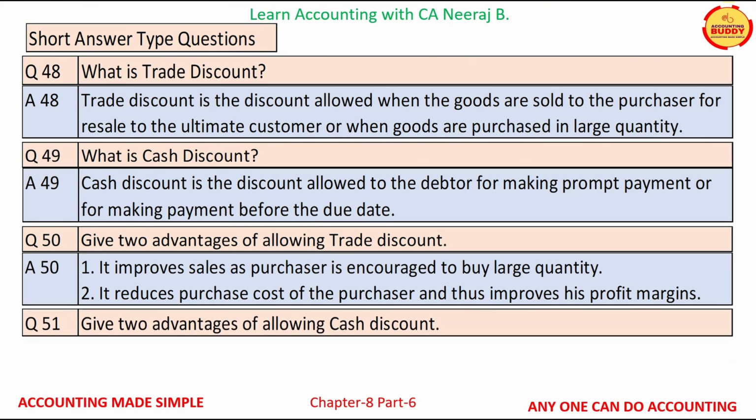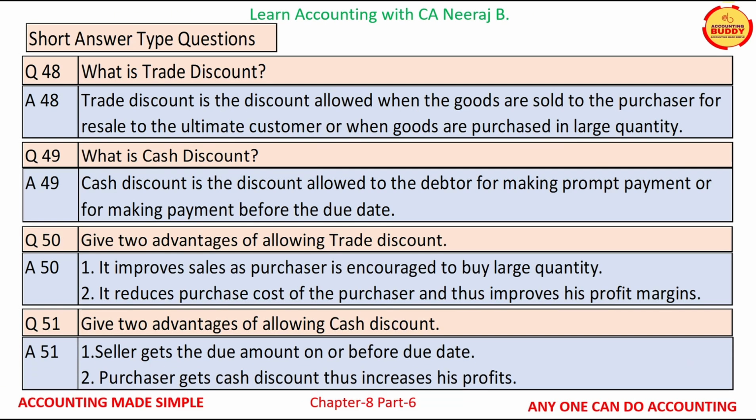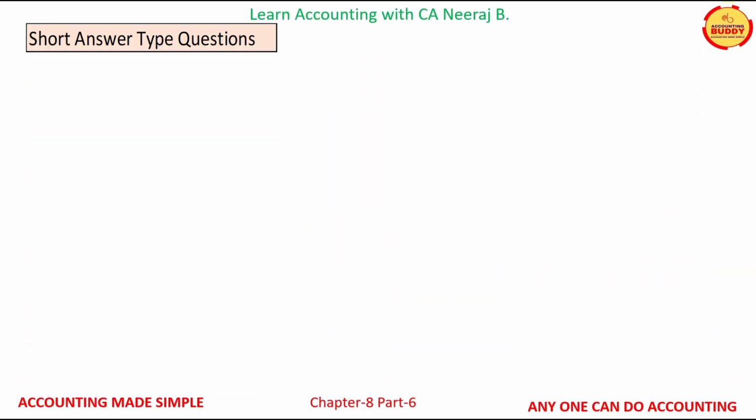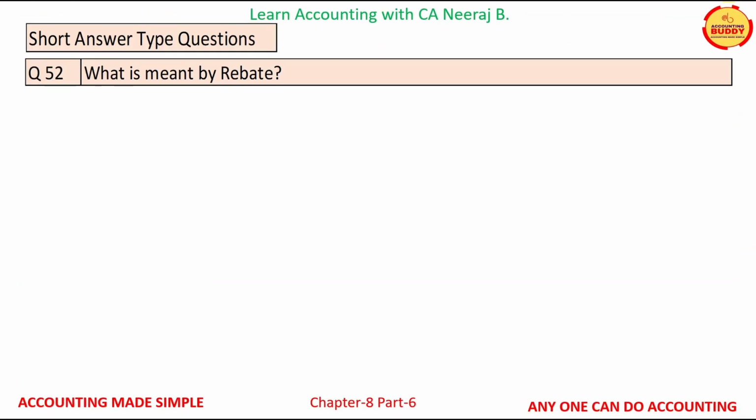Question number 51. Give two advantages of allowing cash discount. The answer is the seller gets the due amount on or before the due date, and the purchaser gets the cash discount, thus increasing his profits.